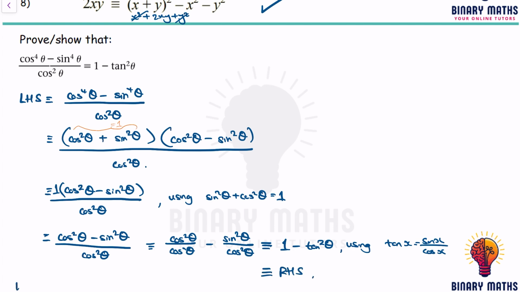Okay, left-hand side is absolutely equal to right-hand side. Therefore, the statement that we started off with at the beginning is correct.